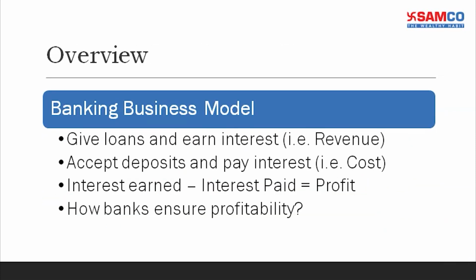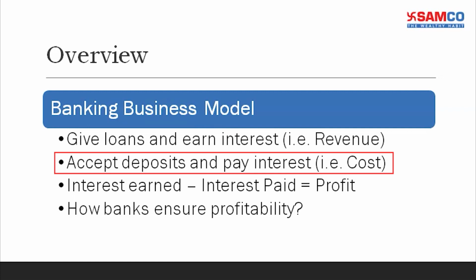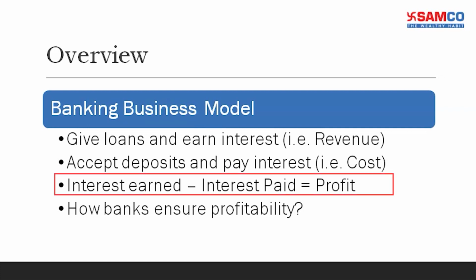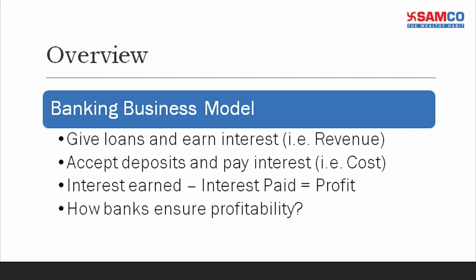So here's a brief on how banks work. Banks give loans and earn interest, which is the revenue source for a bank. They accept deposits and pay interest, which is a cost for them. And by deducting interest paid from interest earned, banks make profit. So the basic principle for a bank is that the interest earned on loans given should be more than the interest paid on deposits taken. Now the banking sector is the backbone of the economy, which also goes through its own phases of ups and downs.